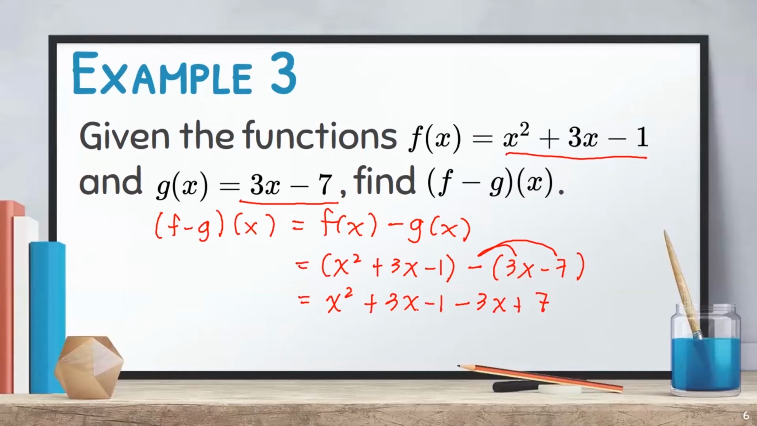From here, it is very clear that we can combine positive 3x and negative 3x, negative 1 and positive 7. Since x squared doesn't have any terms which is similar to it, we simply copy it. So negative 3x plus 3x equals 0. Since it is 0, no need for you to write it. Negative 1 plus 7 is equal to positive 6. Therefore, f minus g of x equals x squared plus 6.